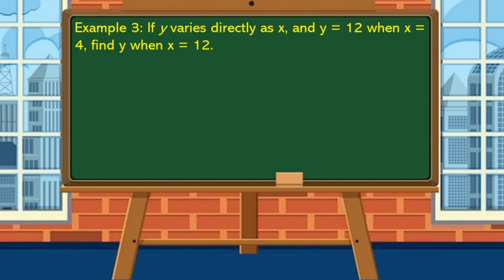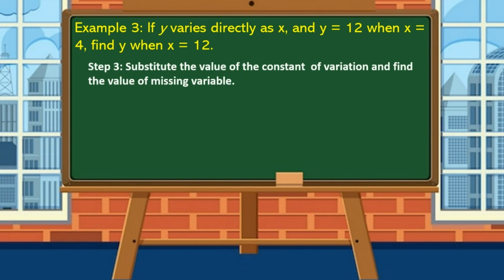Next step, substitute the value of the constant of variation to find the value of the missing variable. Find y when x is equal to 12. We have here our equation which is y is equal to kx. Y is equal to the value of k which is 3 multiplied by the value of x which is 12. We have now here y is equal to 36.